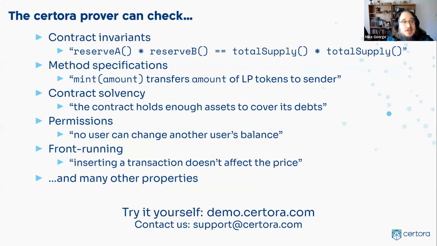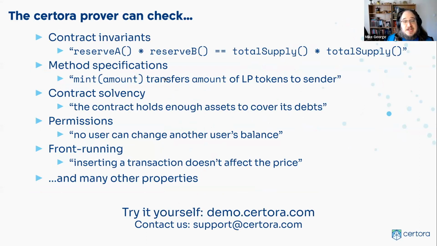I showed you a little bit of what the prover can check. There's a whole bunch of things. Once you start thinking at a high level, what are all the possible things my contract can do? There's a lot of kinds of properties you can write down. So an important one that I didn't show you are contract invariants. So for example, if you have a liquidity pool, a constant product formula might be an invariant, or even just the total supply is equal to the sum of the balances. That would be an invariant.